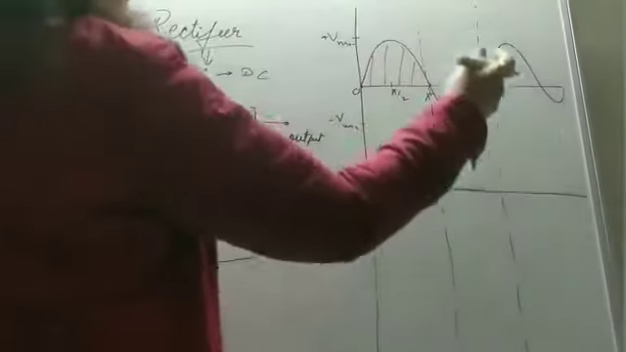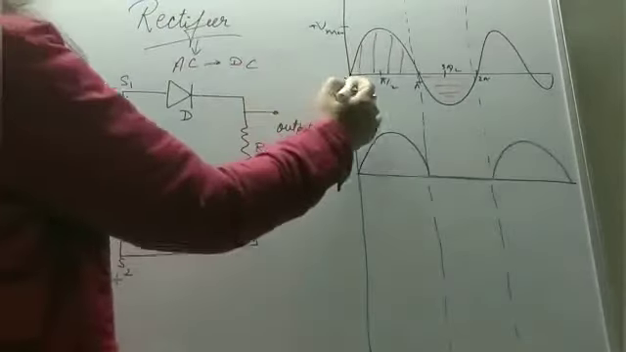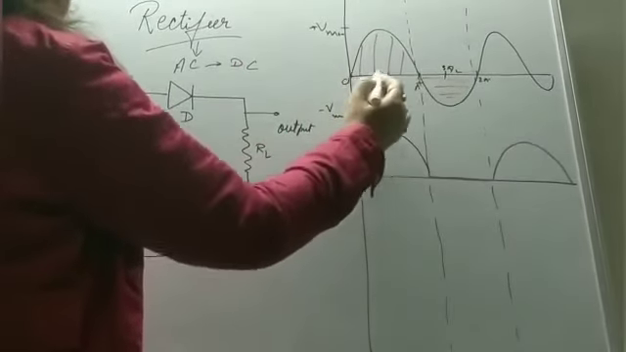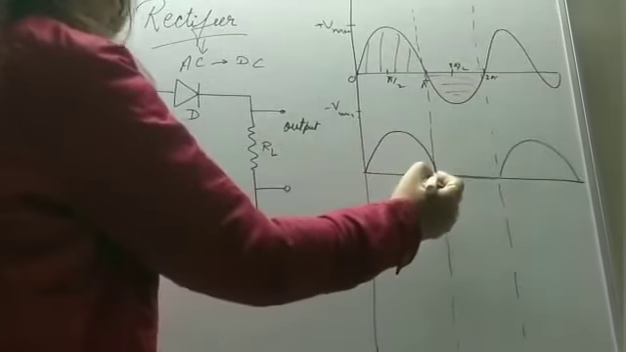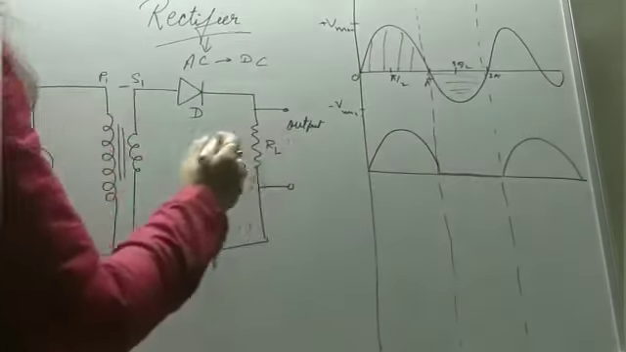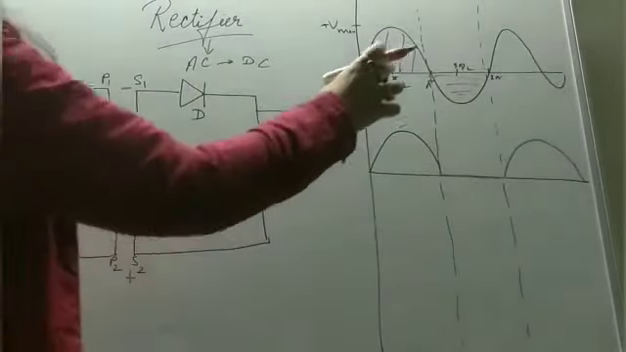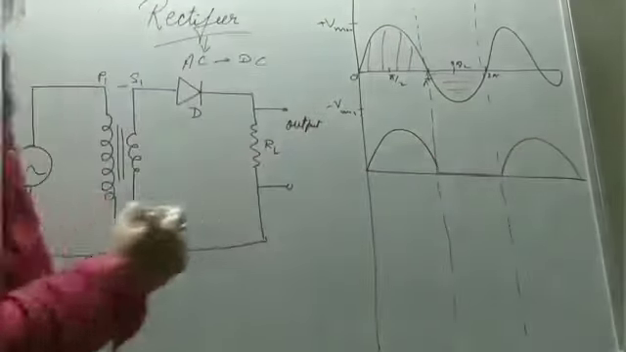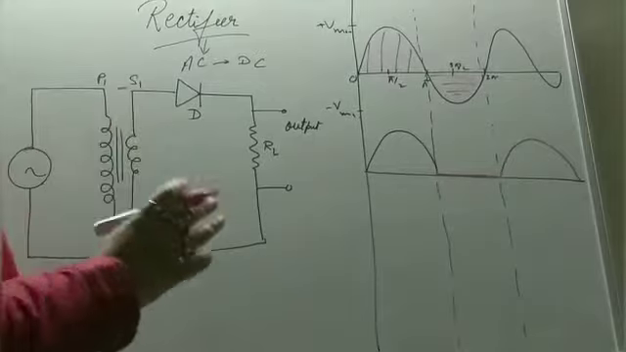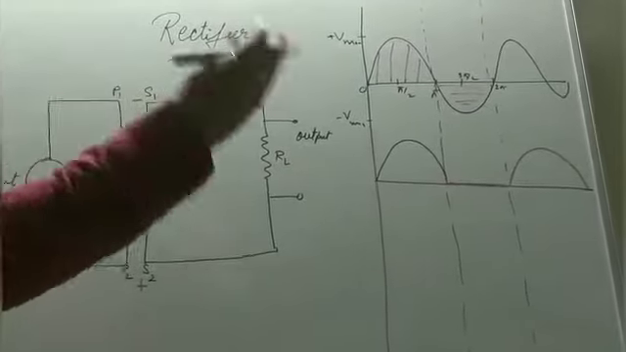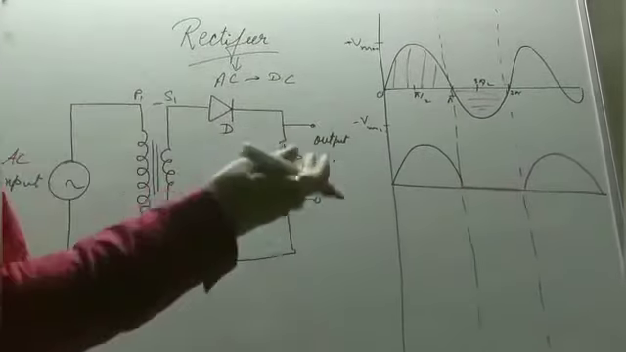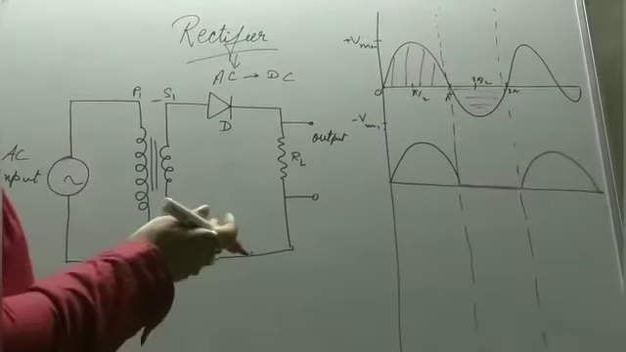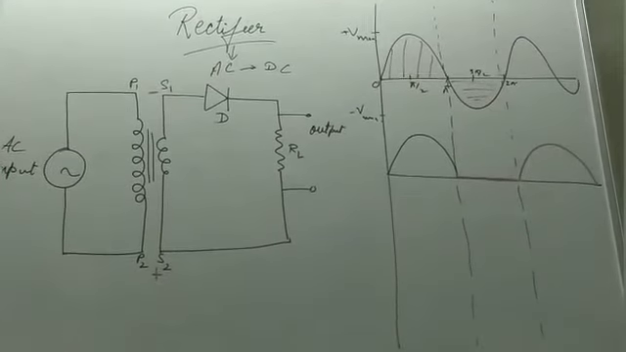Again in the positive half cycle, current will flow. That means from 0 to pi there is a current flowing over here. But we see that in the negative half cycle, total time is being wasted, which we cannot afford. So to rectify that, to avoid this, we use the full wave rectifier.